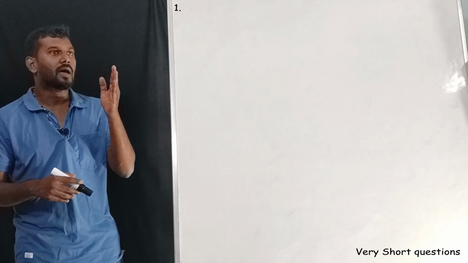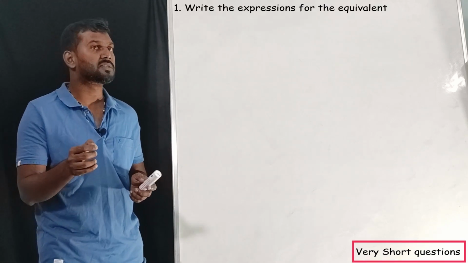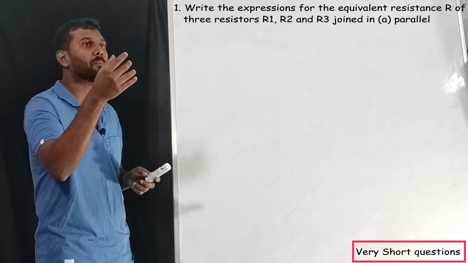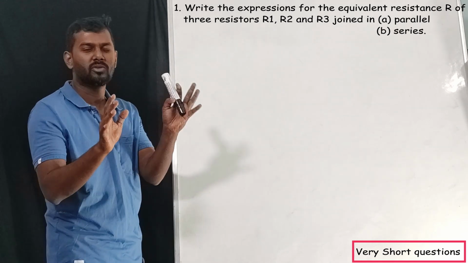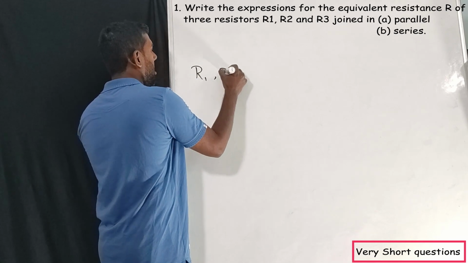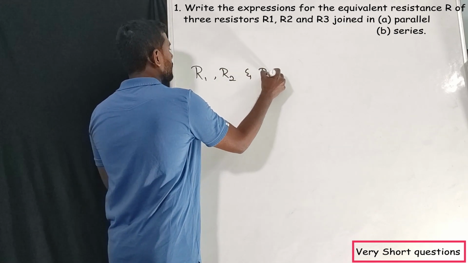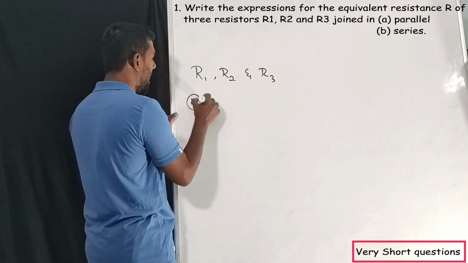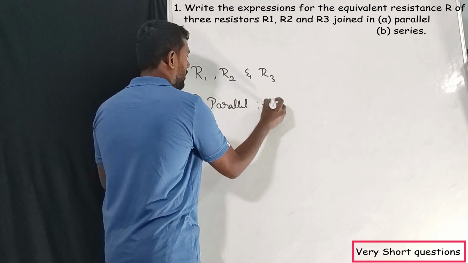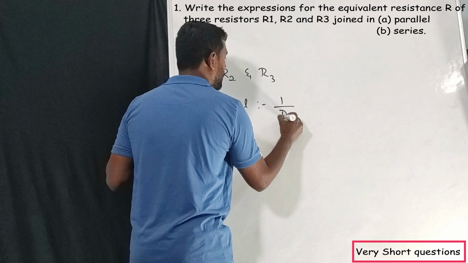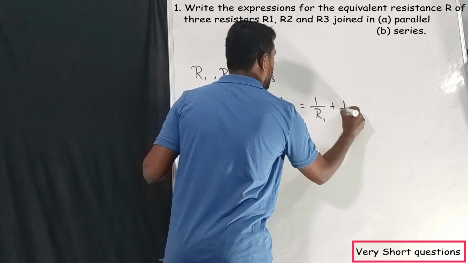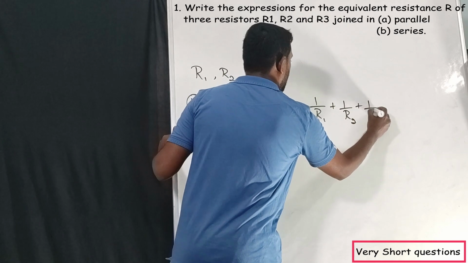Our next question: write an expression for the equivalent resistance of three resistors R1, R2 and R3 joined in parallel and series. We just have to write the expression. In parallel, we know 1 by Rp is equal to 1 by R1 plus 1 by R2 plus 1 by R3.